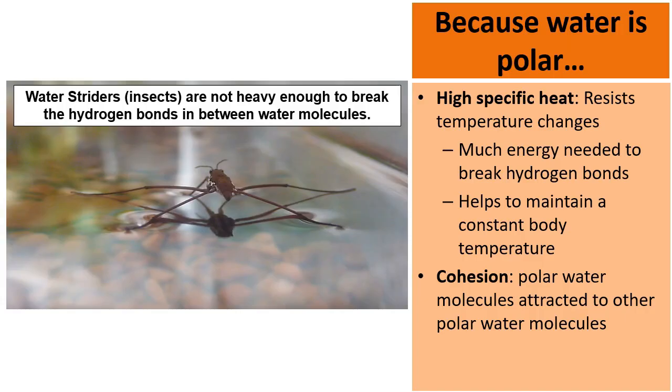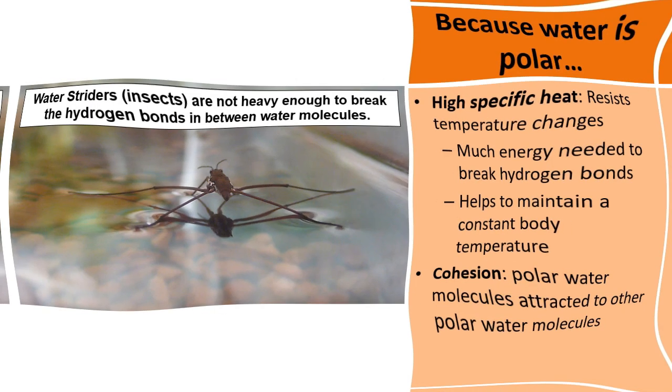For the same reason that you see in this picture, water striders are insects that can skip across the surface of water. You can actually see where the legs of the insect come in contact with the water. The water is kind of flexing and bending underneath the weight of the insect. The insect is just not heavy enough to break those hydrogen bonds. But because water is polar, it will attract other water molecules, and that's what cohesion means.